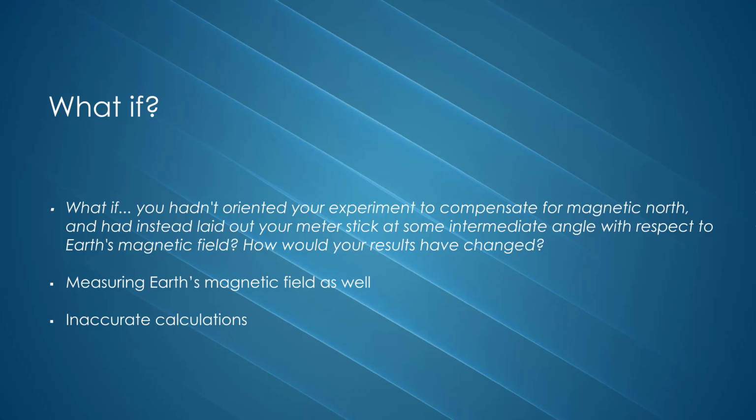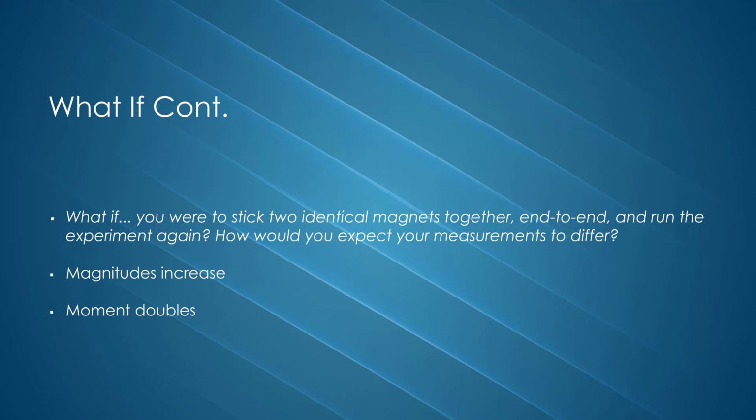What if we didn't orient our experiment to account for magnetic north? Well, then that means that we would have been measuring Earth's magnetic field as well. So that would have given us some incorrect calculations which do not accurately represent our bar magnet. What if we stuck two identical magnets together? Well, we'd expect our magnitude of our field to increase, and we'd expect our magnetic dipole moment to double.